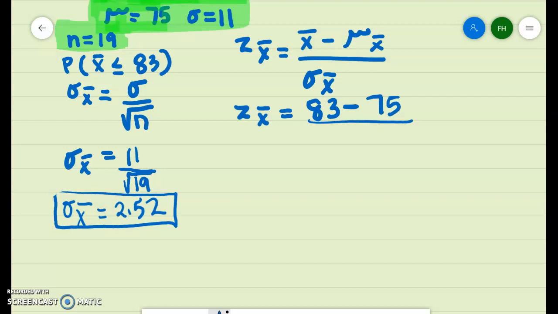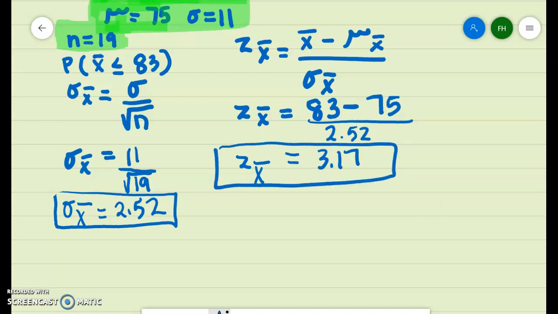And then our standard error, we just got 2.52. Now when you calculate that, I believe you get 3.17. So now we have to find the probability that z is less than or equal to 3.17 in our table.